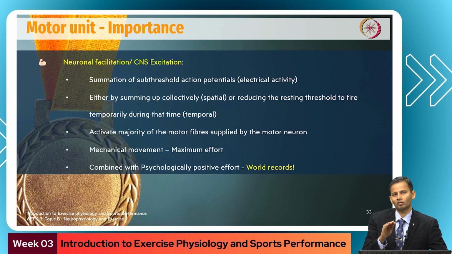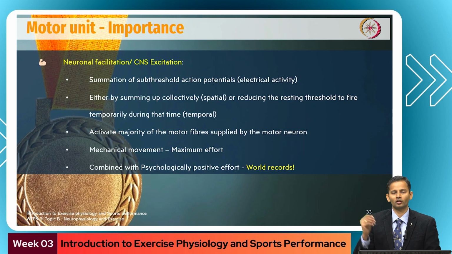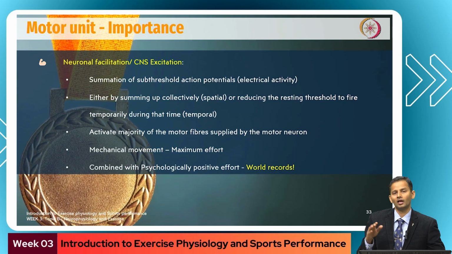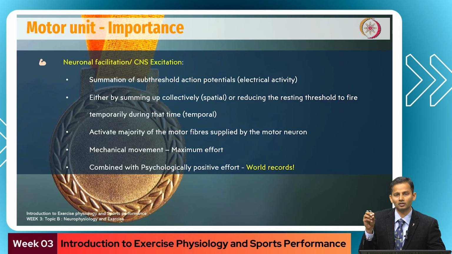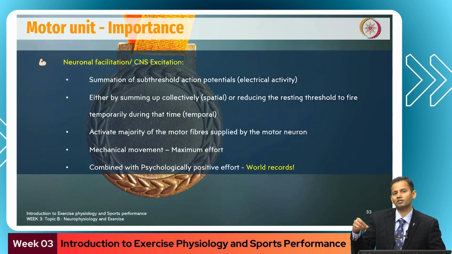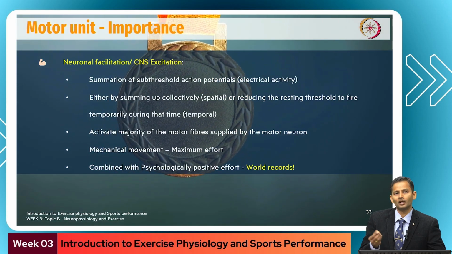However, there is a concept of summation of this sub-threshold action potential, which happens either because of the total amount or because of lowering of the threshold to a lower level, so that the neuron can fire for a specific period of time, or temporal. So it's called either spatial summation or temporal summation, which happens in the motor units and can result in facilitation or implementation of a motor movement.